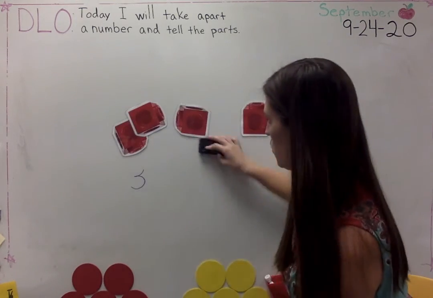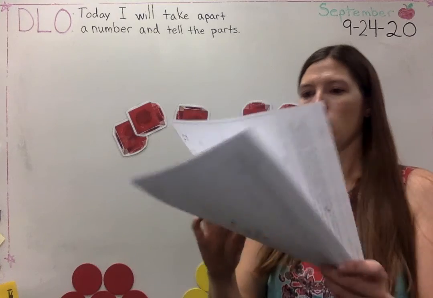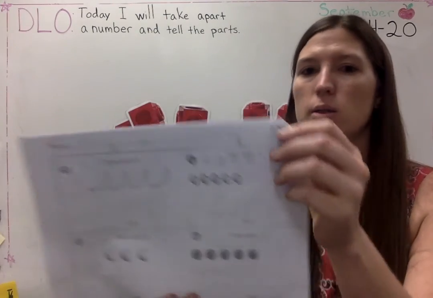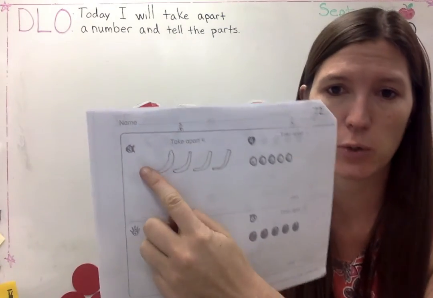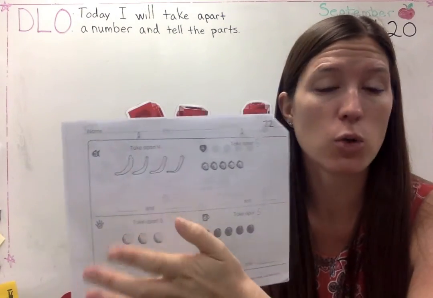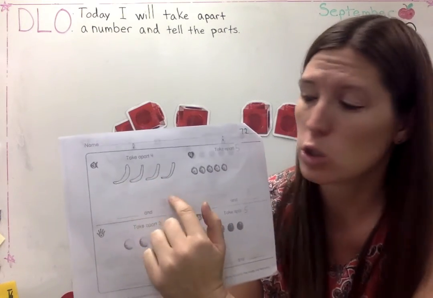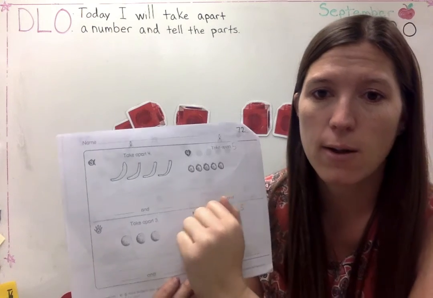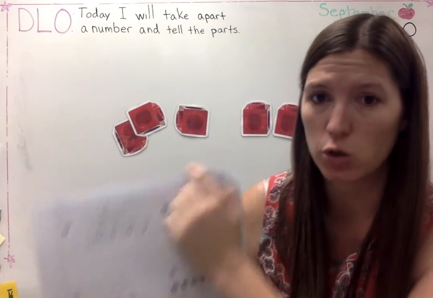Now, in your worksheet, we're on 7.2. And turn it over to the back side where you start with number 3. It says, take apart 4. And you can do it however you want. You could do 1 and 3, 2 and 2, 3 and 1. Make sure that you circle the parts and then tell me how many were in each group, just like we did.